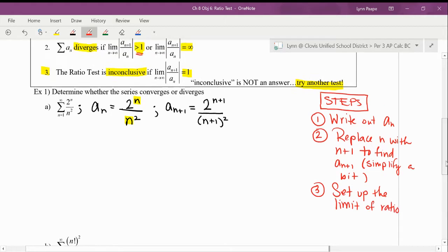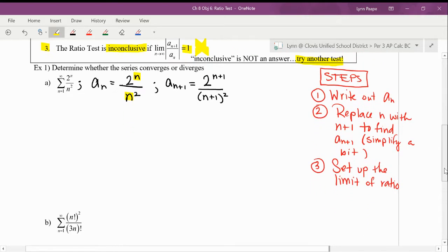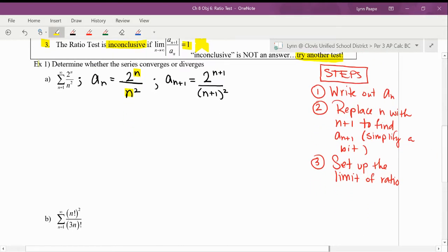And so for that, again, we're looking at what is the limit as n approaches infinity of a sub n plus 1 over a sub n. So this is what we're trying to determine. Is that less than 1? Is it greater than 1? And hopefully it doesn't equal 1, because then that means, boo, I have to do something else, okay? All right, so let's go ahead and set that up.